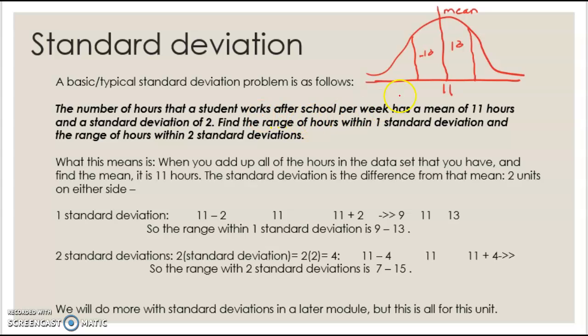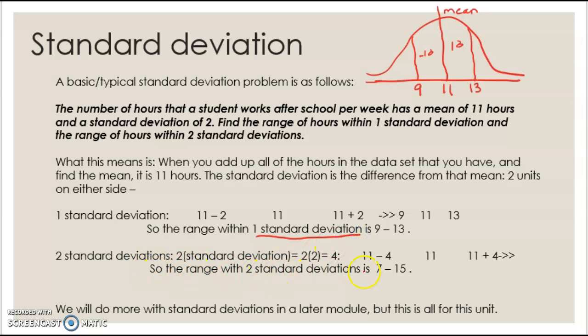If the standard deviation is 2, that means we're going to subtract 11 minus 2, and on the other side, add 11 plus 2. So one standard deviation would be from 9 to 13, just like I got here. That is one standard deviation range.